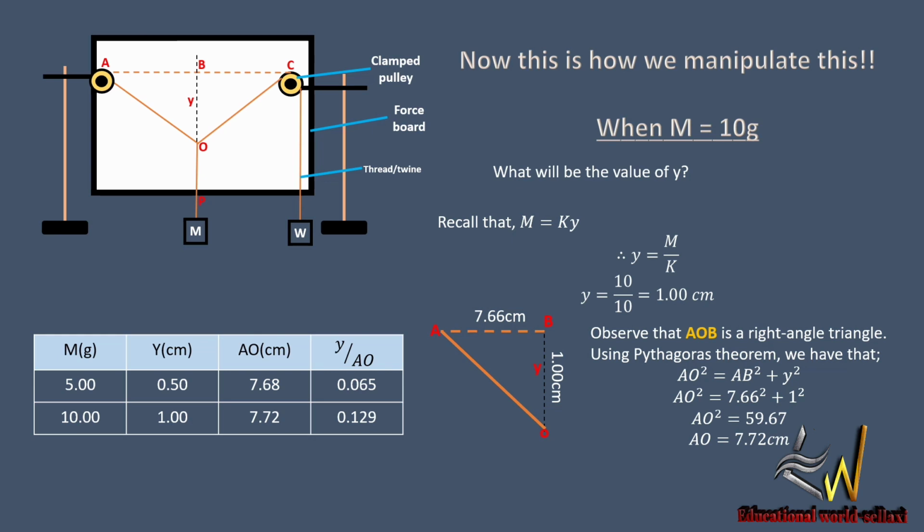We will now move to the table of values. When m is equal to 10 gram, y is equal to 1 centimeter, AO is equal to 7.72 cm, and y over AO will be 0.129.